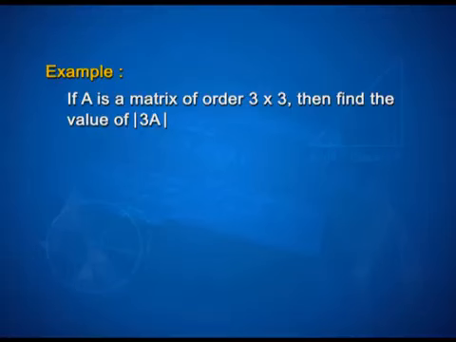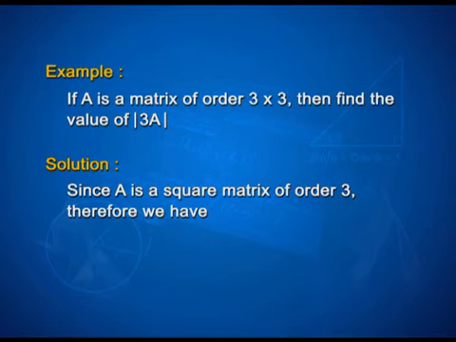Now, let us solve one question. If A is a matrix of order 3 by 3, then find the value of determinant 3A. For the solution, since A is a square matrix of order 3, we have determinant 3A is equal to 3 cube into determinant A, that is equal to 27 into determinant A.